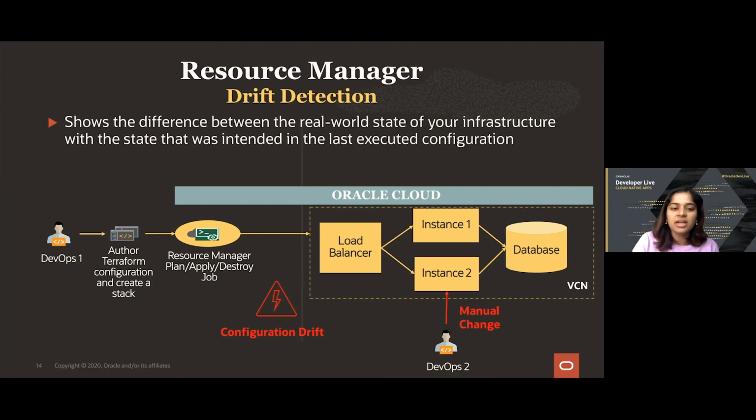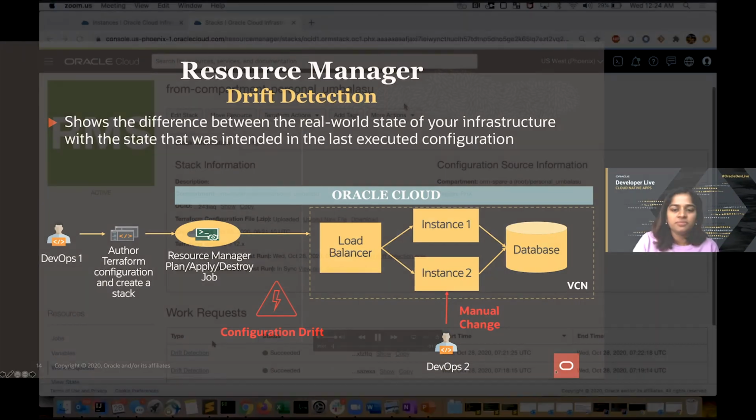Unknowing of this drift, if another DevOps engineer runs an apply job again, he would put the bad host back in rotation. In order to avoid these scenarios, you can run drift detection prior to running your apply job to determine if the provisioned resources have different states than those defined in the stack's last executed configuration. With the drift detection feature, you can also view detailed drift status for each of the resources in your infrastructure. Now let's see a quick demo of drift detection.